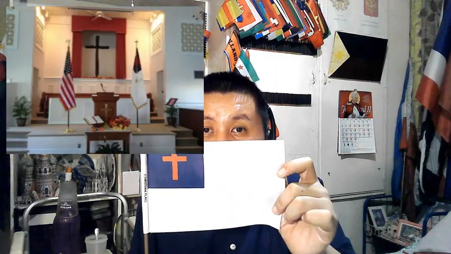But in the various Protestant churches, you can also see the flag of the Philippines, or of another country, for example if you're in the US, beside the Christian flag. So this is there for the various Protestant churches, some of the Protestant churches.